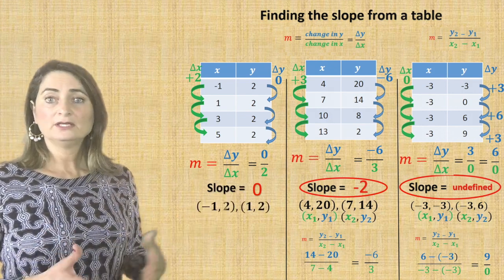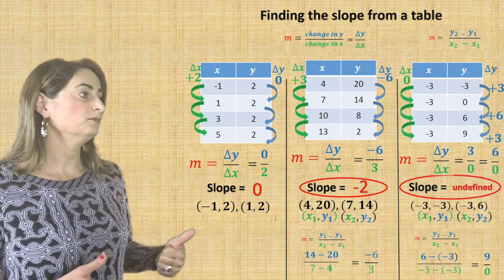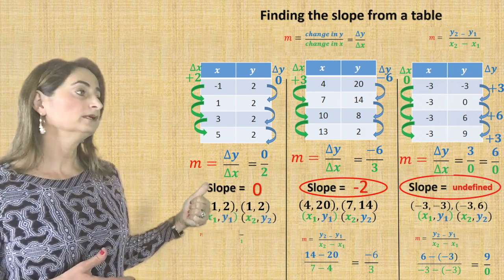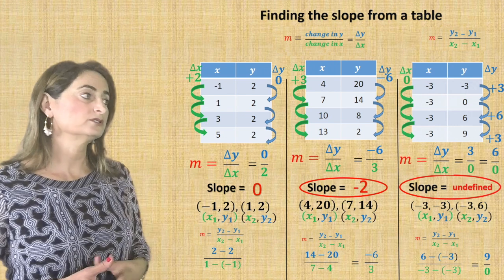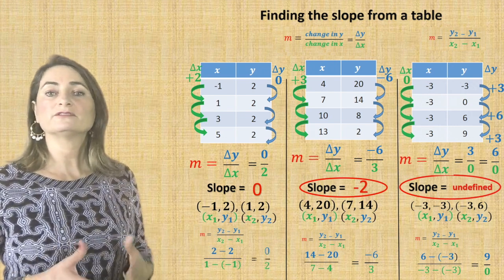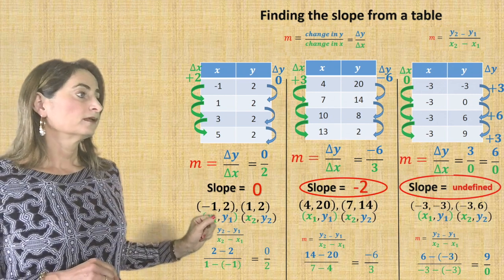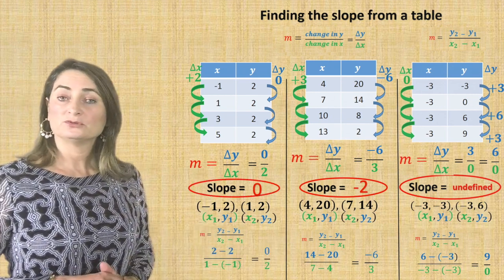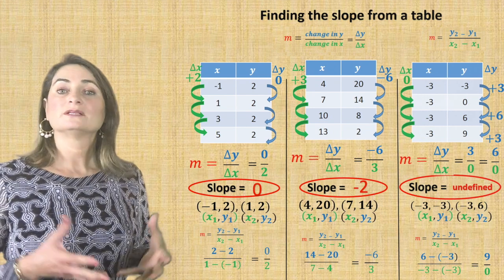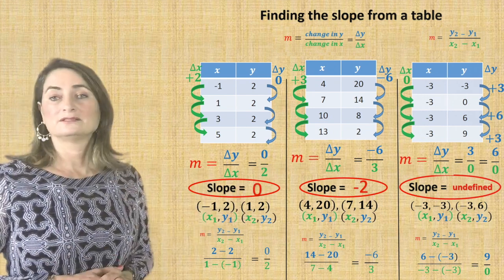The second method is to find 2 coordinates from the table, or 2 points from the table. Name them x1, y1, x2, y2. Write the equation and find the difference in the y's first and then the x's. And you end up with 0 divided by 2. And 0 divided by 2 equals 0. So the slope is still 0.